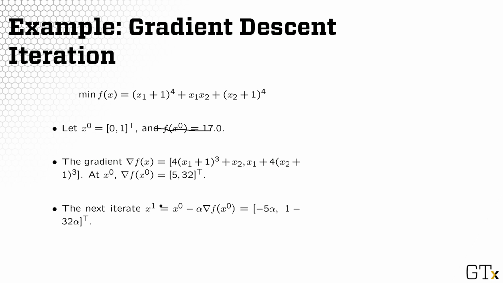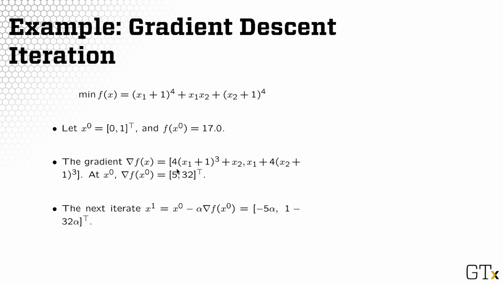Okay, so let's do a small example. Here we are trying to minimize, again, a function of two variables: x1 plus 1 to the power 4, plus x1 x2, plus x2 plus 1 to the power 4. We'd like to minimize this function, and we start from the point 0, 1. There are two coordinates, x1 and x2, so that's the vector 0, 1. If you plug in, the function value at the current point is 17.